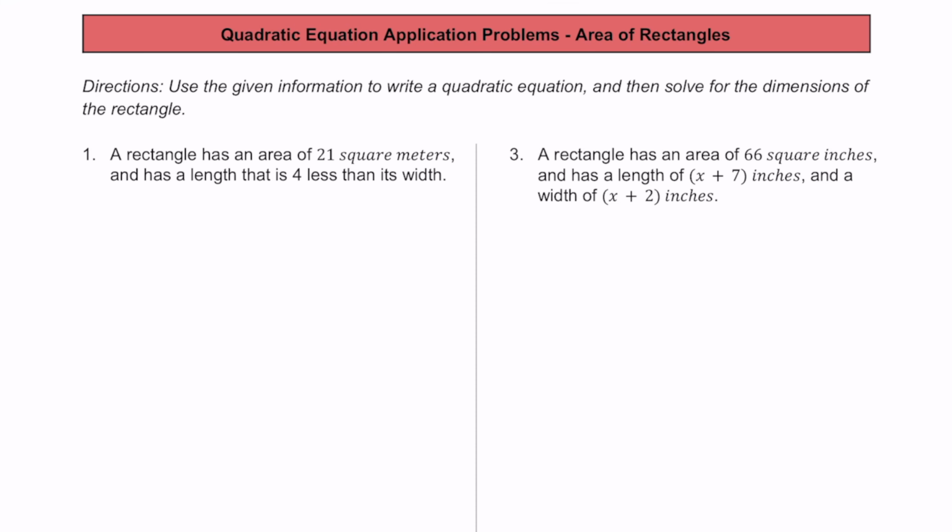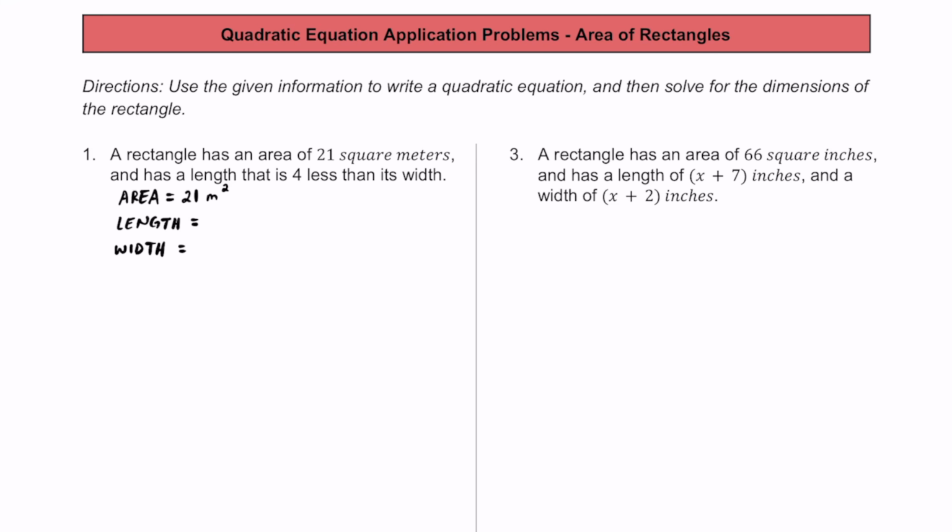All right, let's get started with number 1. For number 1, we see that we have a rectangle that has an area of 21 square meters and has a length that is going to be 4 less than whatever the width is. Let's start by identifying what we know and don't know. We're given the information that the area is 21 square meters, so we can write that in. We also know that the length is going to be 4 less than whatever the width is.